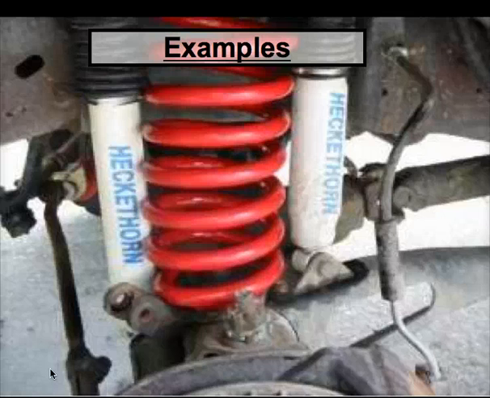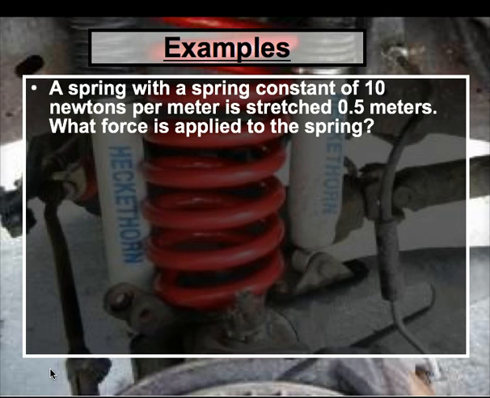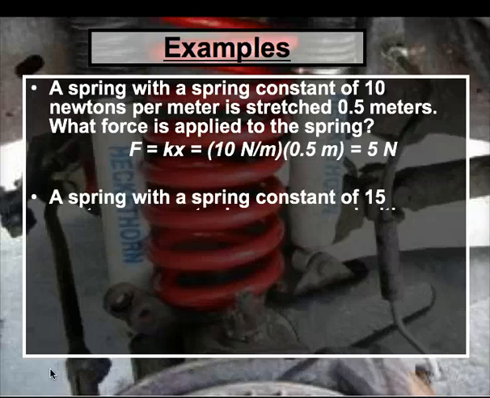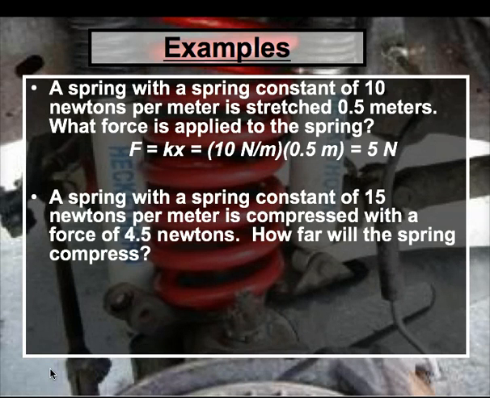Okay, here's a spring on a car. A spring with a spring constant of 10 newtons per meter is stretched 0.5 meters. What force is applied to the spring? Well, using Hooke's law, F equals kx, 10 newtons per meter times 0.5 meters equals 5 newtons.